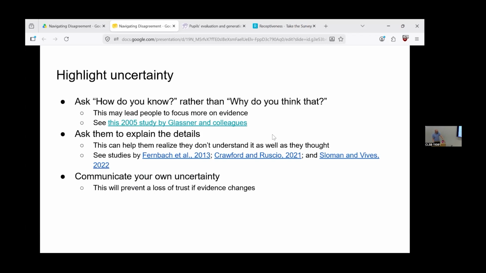You can also communicate your own uncertainty. This prevents a loss of trust if you end up changing your mind, which happens a lot. And it doesn't harm trust in the moment. So there's a citation for that.